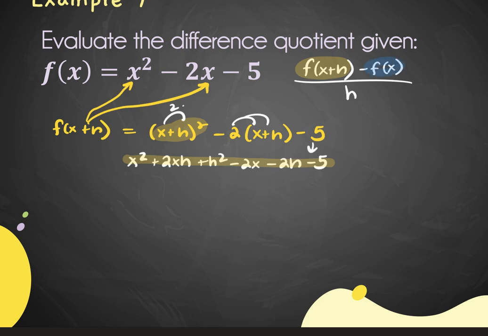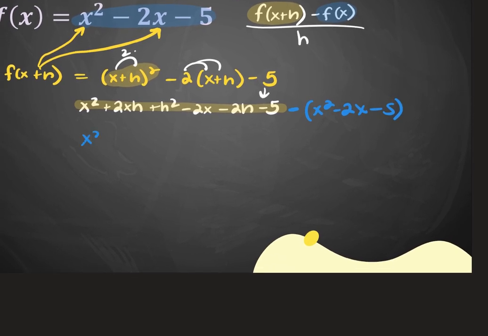Then I'm going to take from that and subtract my initial function, which is x squared minus 2x minus 5. So I'm going to say minus (x squared minus 2x minus 5). I put the parentheses to remind myself to distribute, but you can also distribute in that step. Once you get more comfortable, you could just change the signs then. If I rewrite that, I got x squared plus 2xh plus h squared minus 2x minus 2h minus 5 minus x squared plus 2x plus 5.